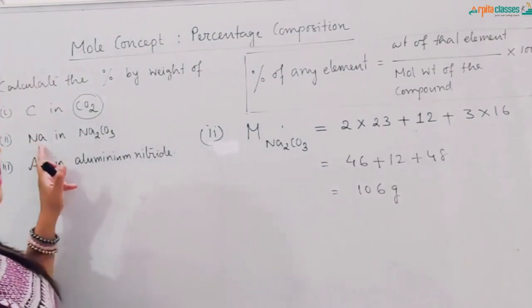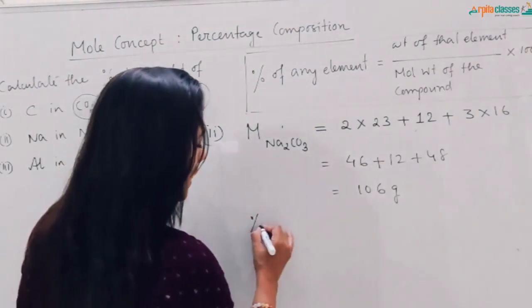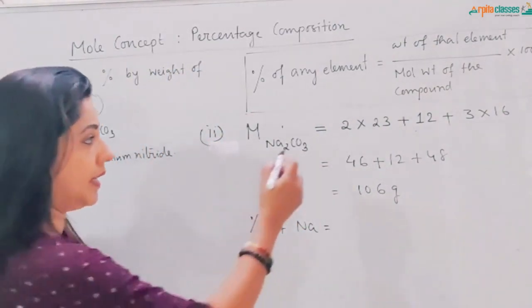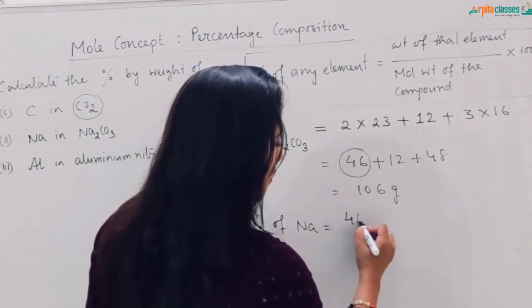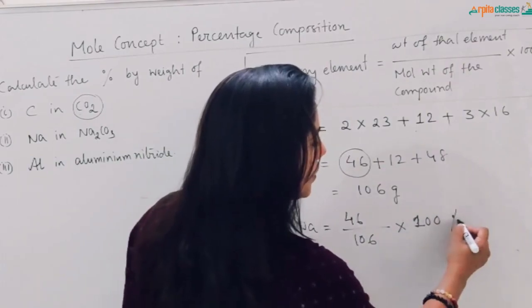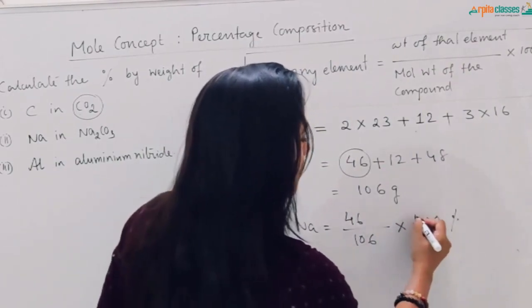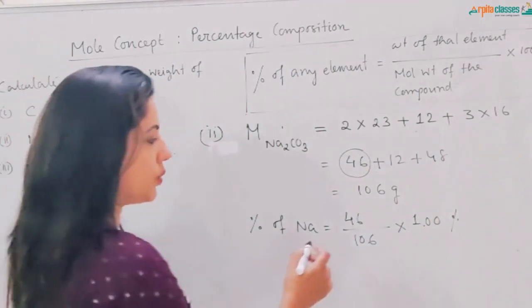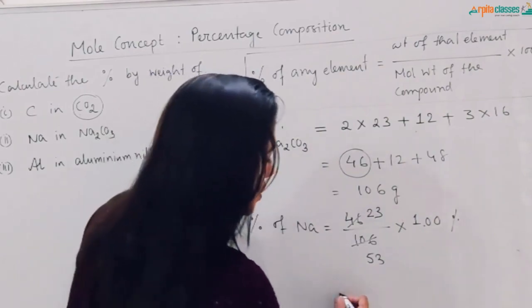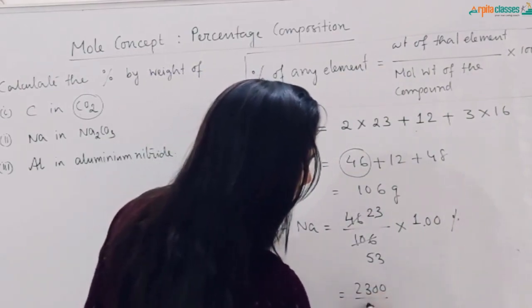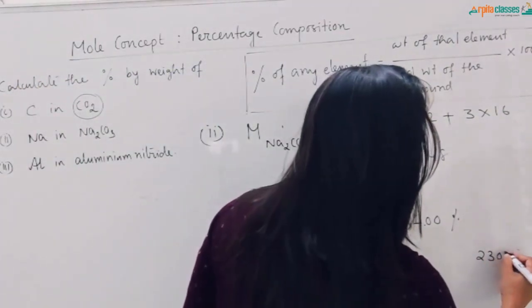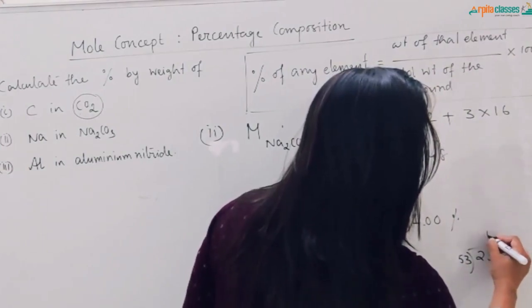Here I have to find out the percentage of sodium. So percentage of sodium is equal to weight of sodium in the numerator, which is 46, so 46 upon 106 into 100%. Now we will calculate this. 46 and 106 go by 2's table. 2 2s are 4, 2 3s are 6, 2 5s are 10, 2 3s are 6. So it is 2300 divided by 53%. We can calculate this here: 2300 upon 53.